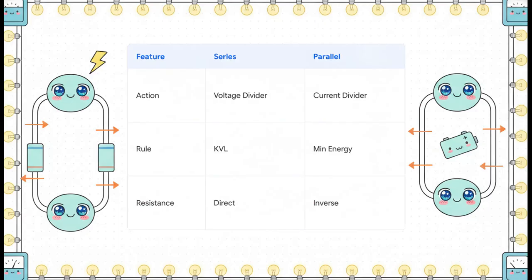Let's actually put these mirror concepts side by side because it's genuinely fascinating. A series circuit divides voltage, perfectly satisfying Kirchhoff's voltage law by adding resistance directly. A parallel circuit divides current, minimizing the total energy expended by decreasing the overall resistance, creating an inverse relationship. Once you see this beautiful symmetry in circuit design, you really can't unsee it.